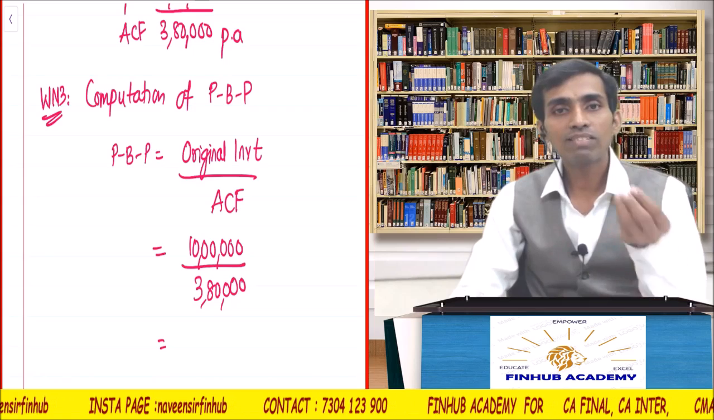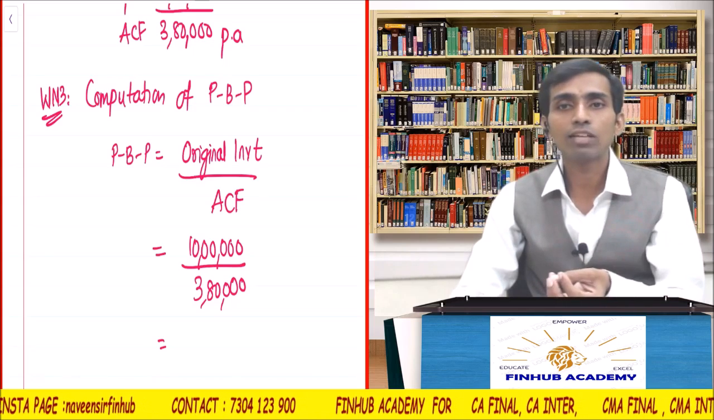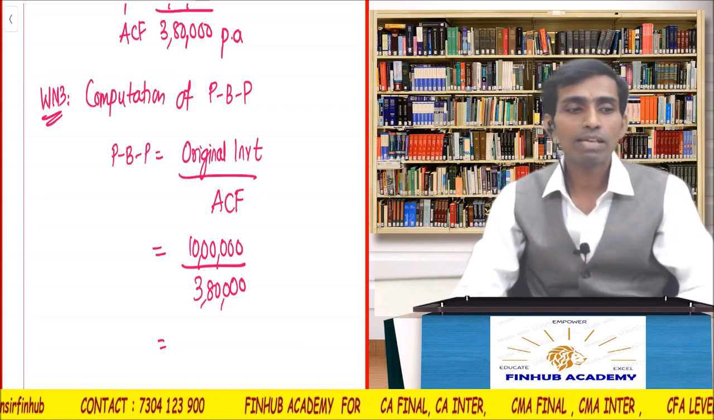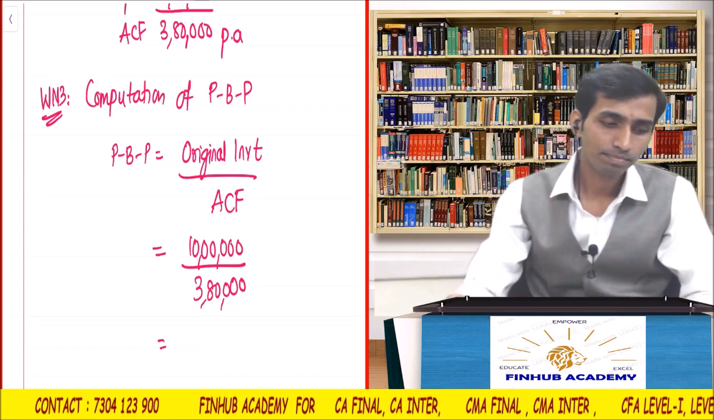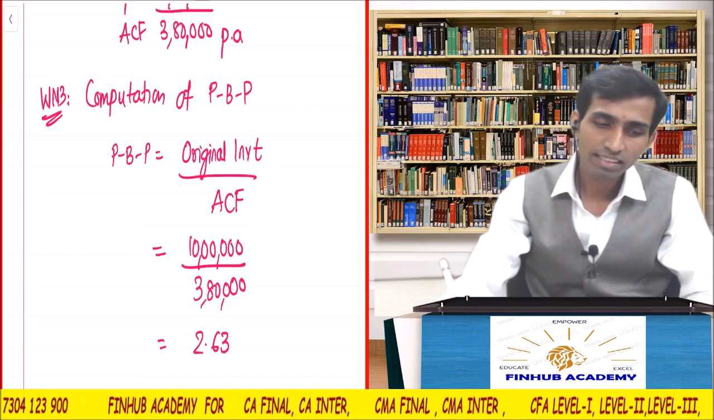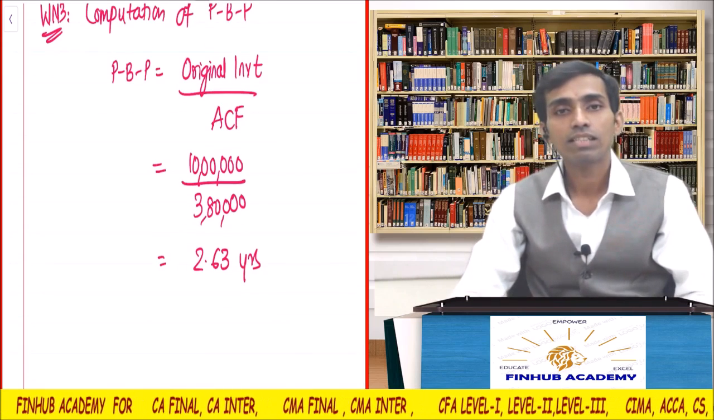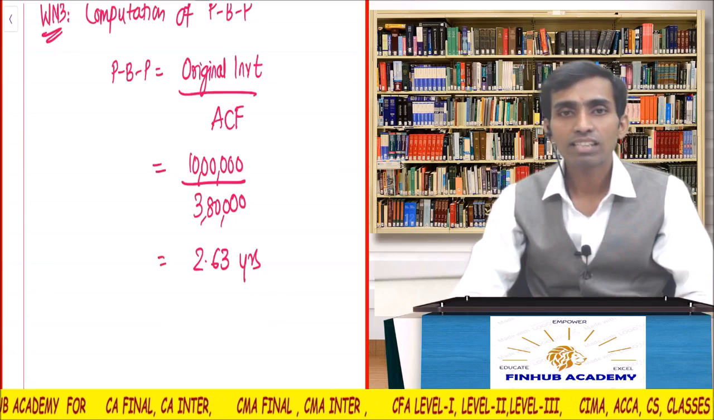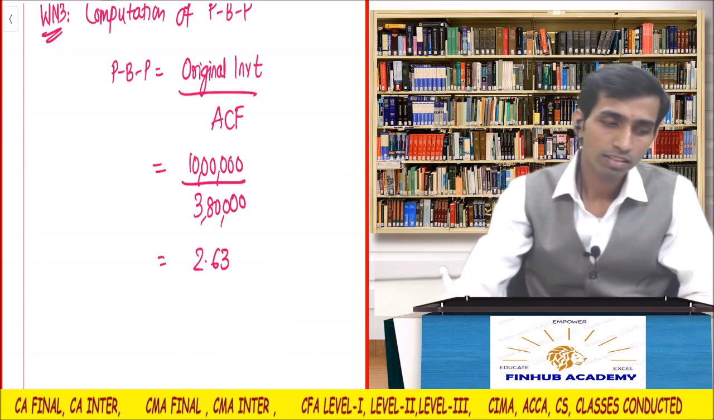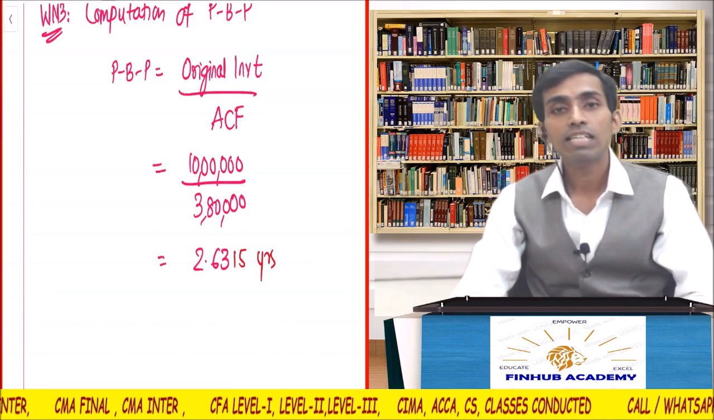Original investment divided by ACF. That is, original investment is 10 lakhs divided by 3 lakh 80,000. Everybody, are you understanding? Correct? 10 lakh divided by 3 lakh 80. How much? 2.63 years. Okay, 2.63 years. Right now? Say how much? 2.63? Okay, great. Listen.